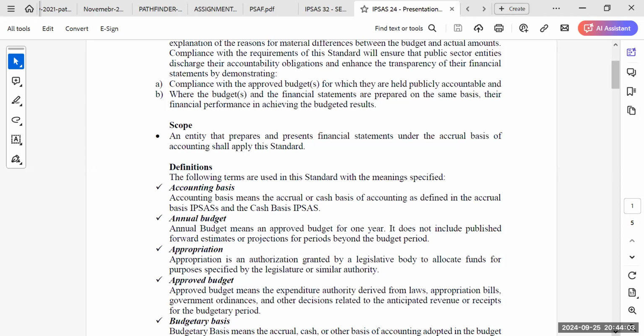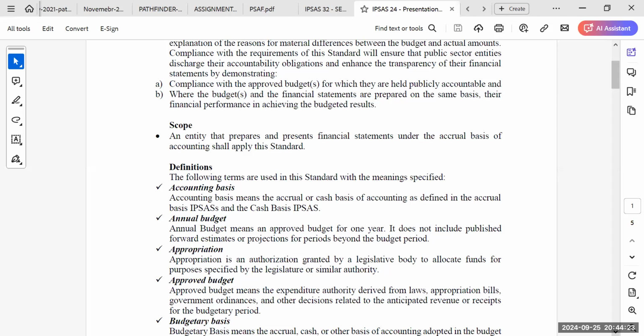The first one is the accounting basis. Accounting basis can be any of the bases on which a transaction should be recognized. So these are the assumptions that we use to recognize a transaction in the financial statement. That can be the accrual basis or the cash basis. We have looked at that. That's what we call the accounting basis.